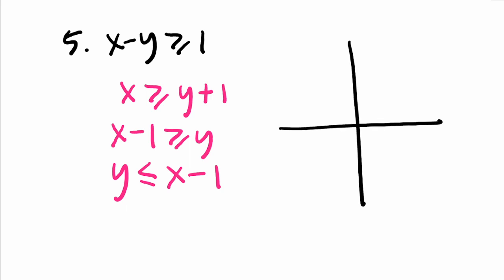And then when I go to graph that, we can graph x minus 1. Shouldn't be too hard. And since we have less than or equal to, it'll be a solid line. And just graph it like that. That'll be 1. This will also be 1. No, that'll be negative 1. Okay, and where y is less than or equal to, well, that would be down here.